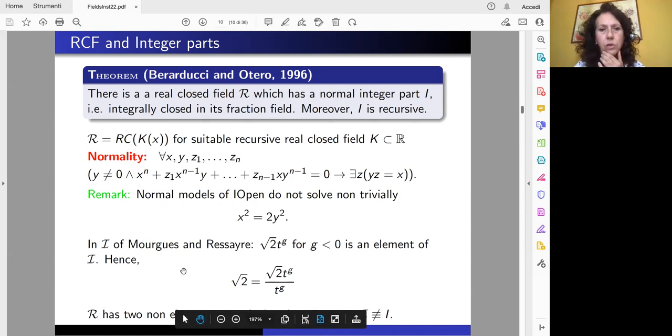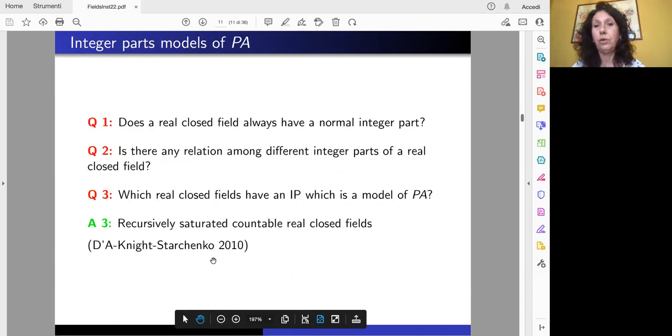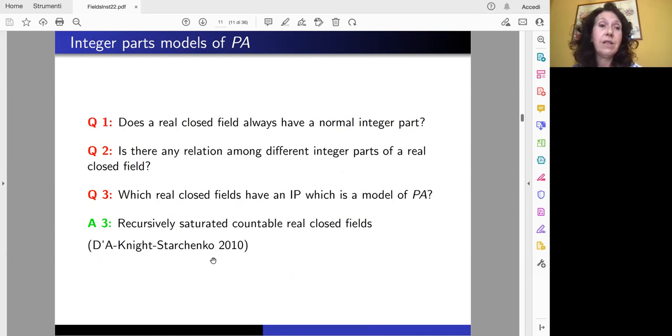Okay, so it may have two different integer parts. So natural questions that arise are the following. Question 1: does a real closed field always have a normal integer part? And related to this is question 2: is there any relation among different integer parts of a real closed field? These problems are open and have been open for quite a long time.